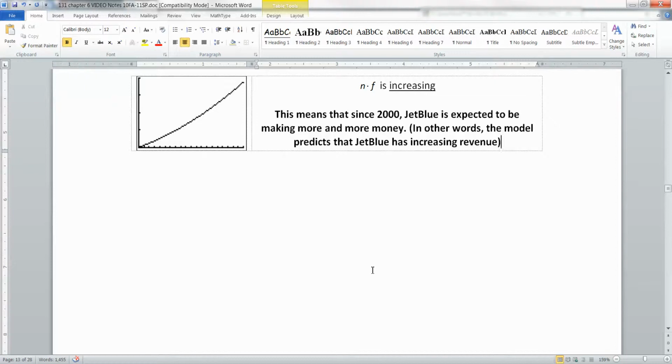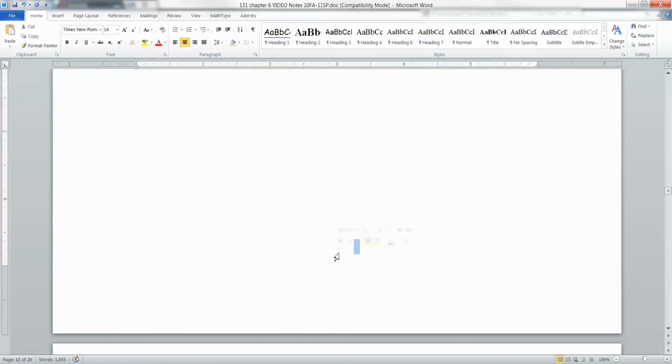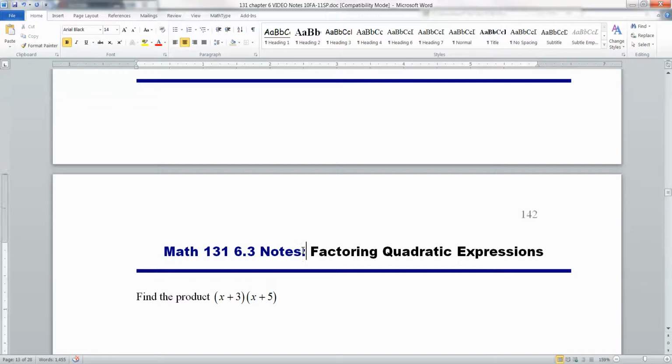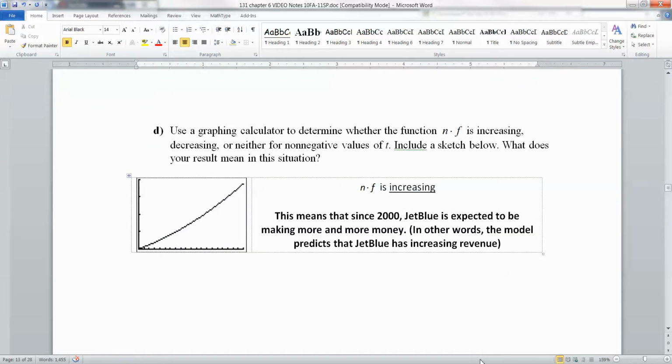All right, we are all done with that section. And I will see you back here for section 6.3, in which we are factoring. Yes, factoring. And that's pretty much what we do for the rest of this chapter. It's factoring, factoring, and more factoring. So I'll see you then.